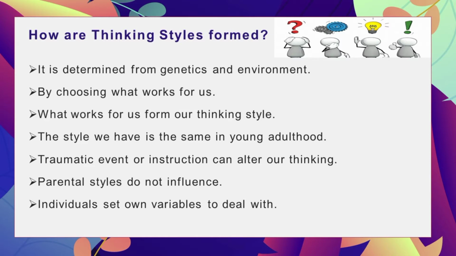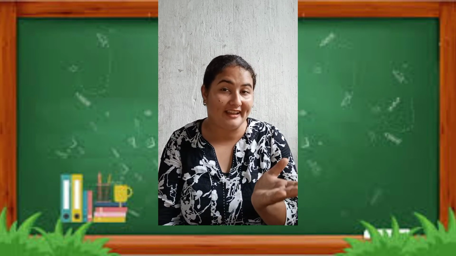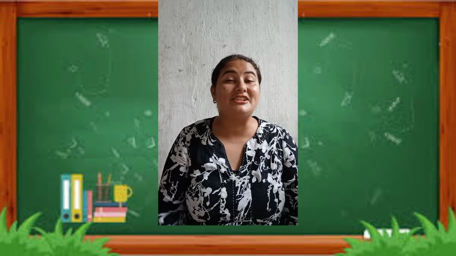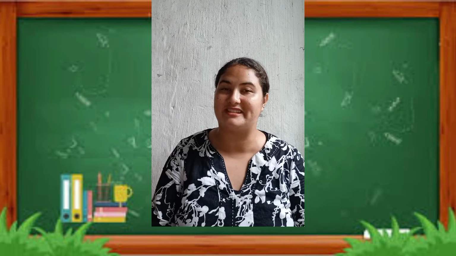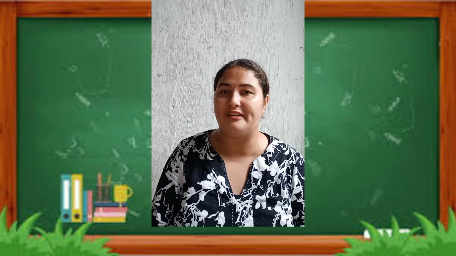Parental styles do not influence. Each individual has their own set of variables in life that they deal with. Based on this, each person is interested in a specific thinking style. They also believe that there is a difference among cognitive styles, learning, personality, and thinking. Each person has a certain degree of 5 styles of thinking, but the independent existence of each style of thinking depends on the amount of data that individual is confronted with.